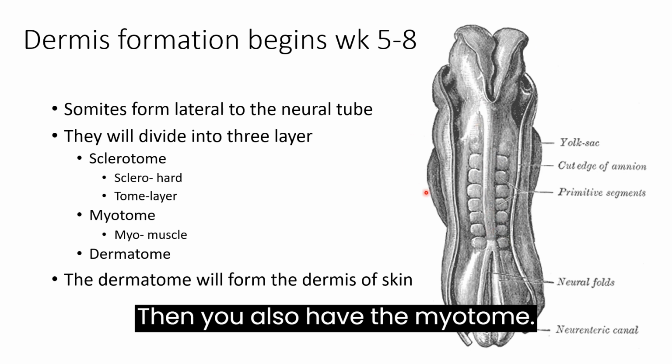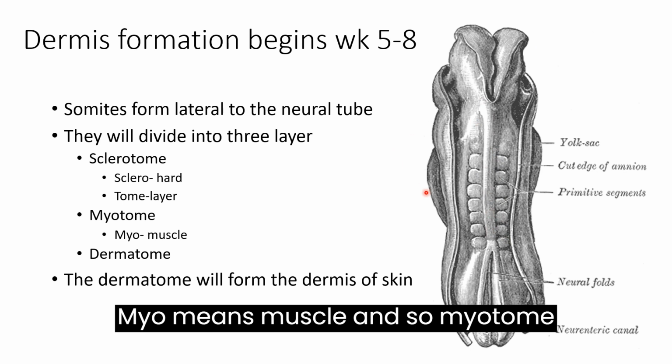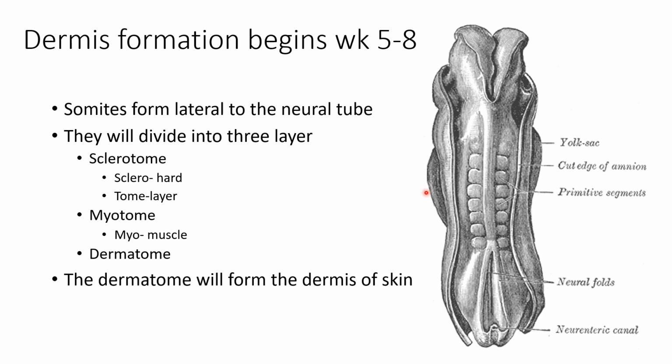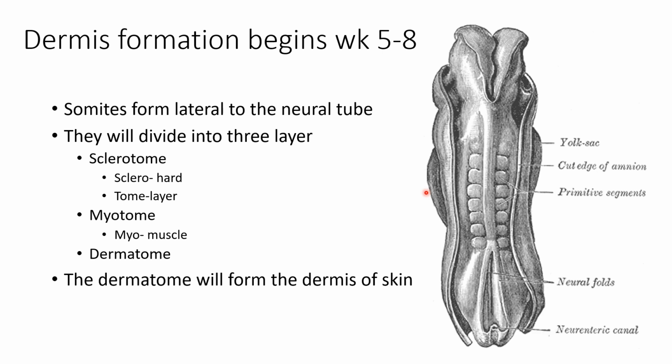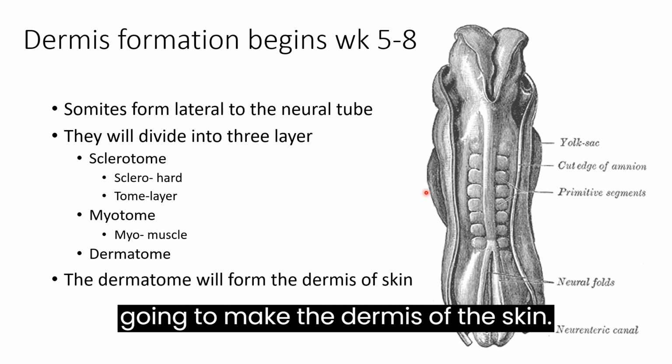Then you also have the myotome. Myo means muscle, and so myotome is going to make the skeletal muscles of your body mainly. And then you have something called the dermatome, which is going to make the dermis of the skin.